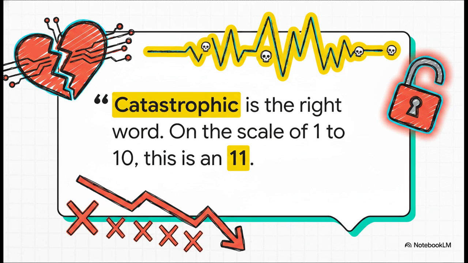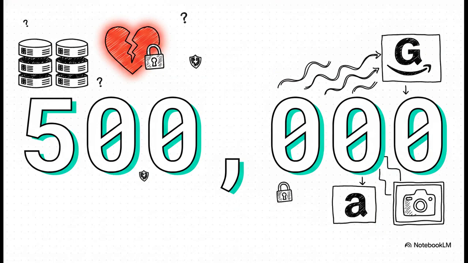This wasn't just another routine bug update. This was a massive, existential threat to online privacy. Okay, let's dive into this. 500,000. That's the estimated number of vulnerable servers worldwide when this exploit was publicly disclosed. And we're not talking about tiny, forgotten blogs here. We are talking about the absolute titans of the web: Google, Amazon, Facebook. Their servers were essentially left wide open.